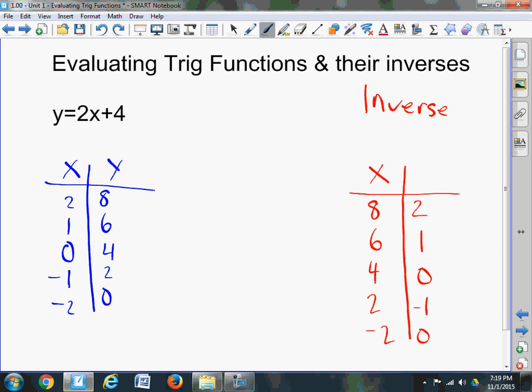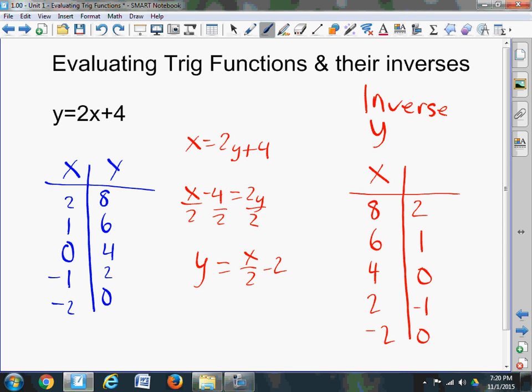The easiest trick to find an inverse function would be to switch x and y and then solve. So I would have x equals 2y plus 4. Take away 4 on both sides, so x take away 4 is equal to 2y. Then I would divide by 2, so y is equal to x over 2 minus 2. And that's what would be producing this table over here.